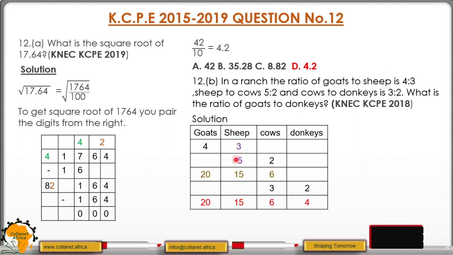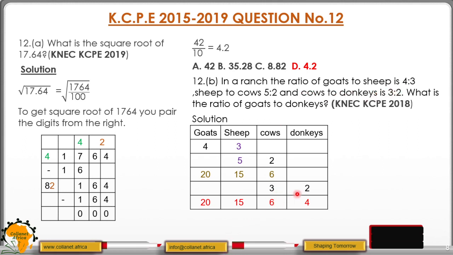If you get the LCM, you will get 15. So 15 divided by 3 gives 5, times 4, you get 20 for the goats now. Or you look for a number that you multiply with 3 to get 15, so that you multiply the same number to this. Then you come here, 15 divided by 5, you get 3, times 2, you get 6. So comparing goat, sheep, and cow, you'll get 20:15:6.